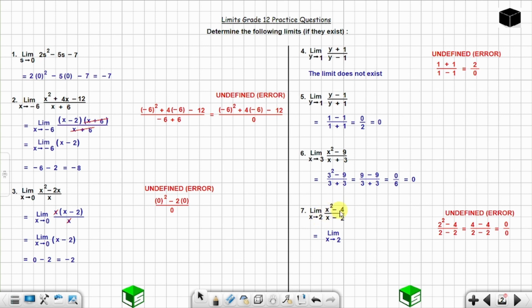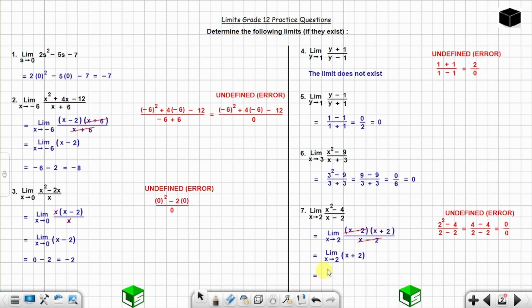You've got difference of 2 squares. Okay, this is what you have. This is over x minus 2. Now you can cancel x minus 2 and x minus 2. Okay, now you are left with x plus 2. So this is equal to the limit as x approaches 2 of this, of what you are left with.